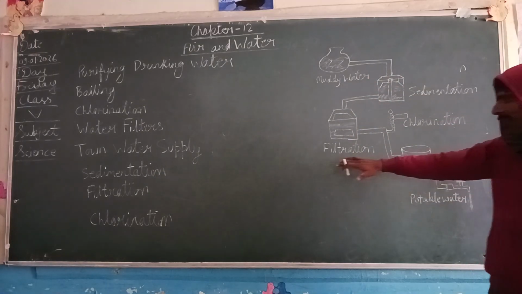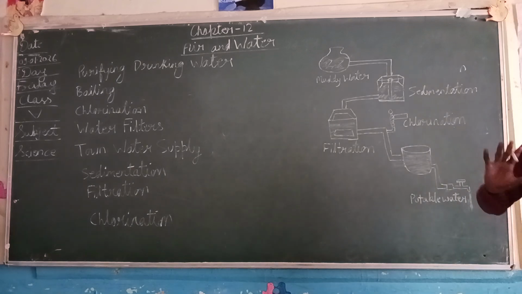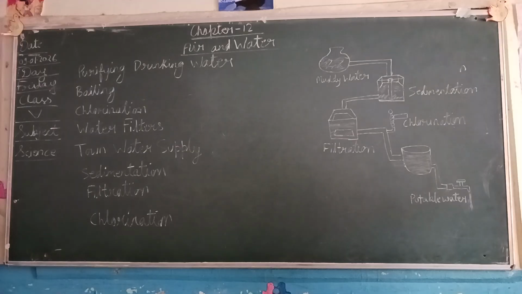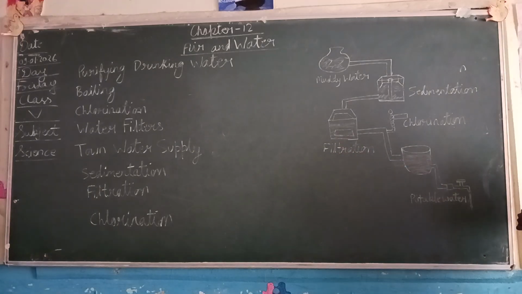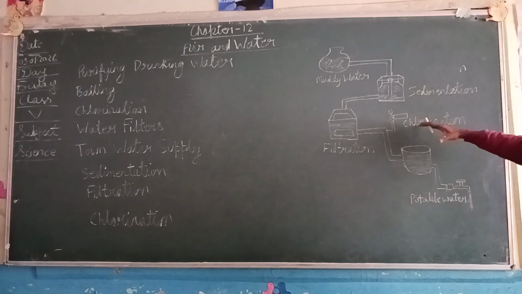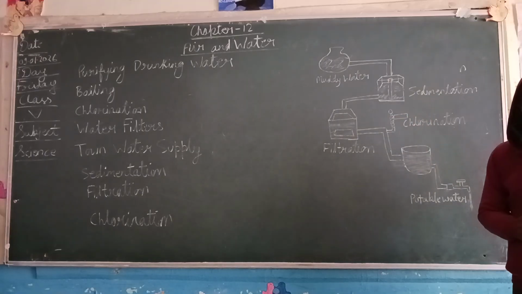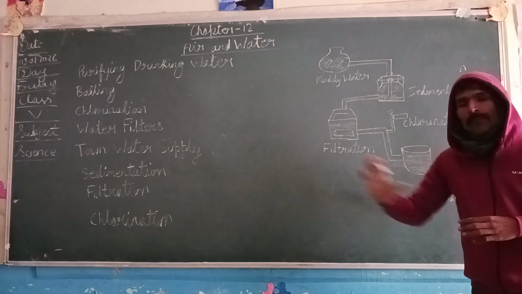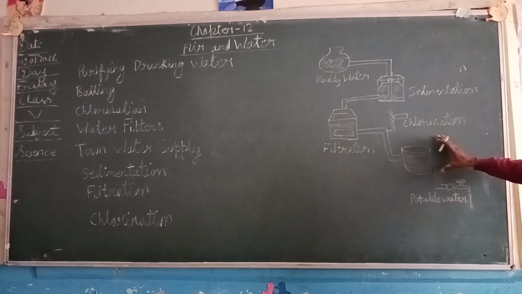Then the water moves to the next compartment where filtration takes place. In filtration, filters are used to purify the water. After filtration, the next step is chlorination. Some amount of chlorine is mixed into the water to kill the germs. So by these three processes, the water is finally ready for supply.